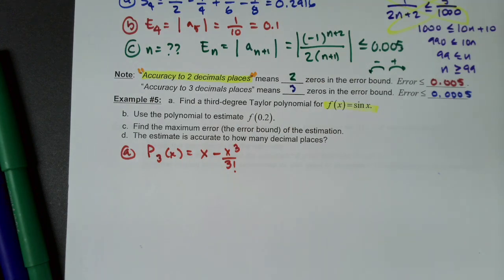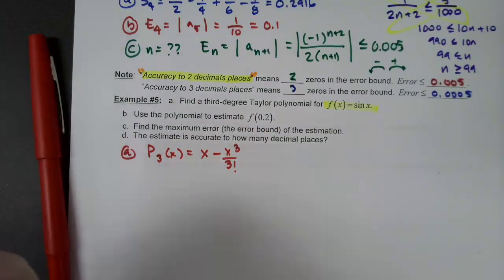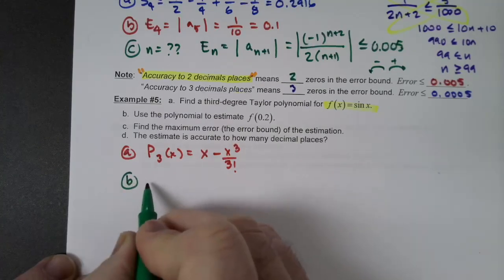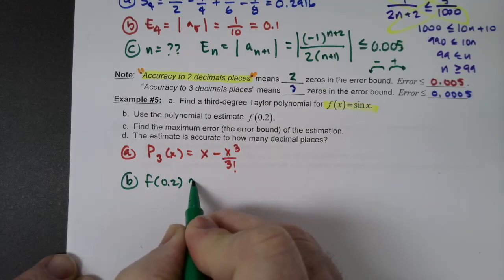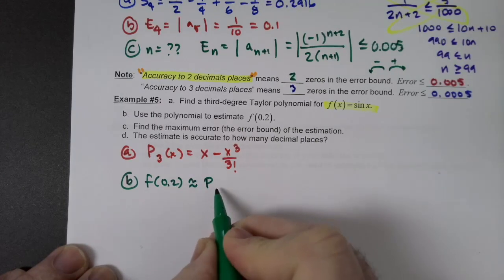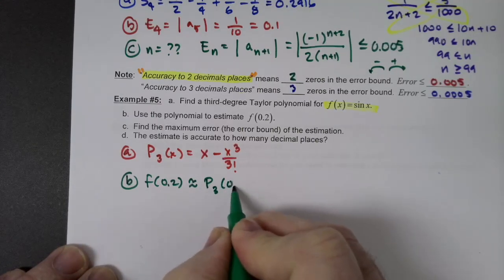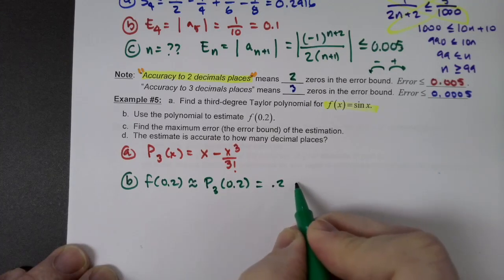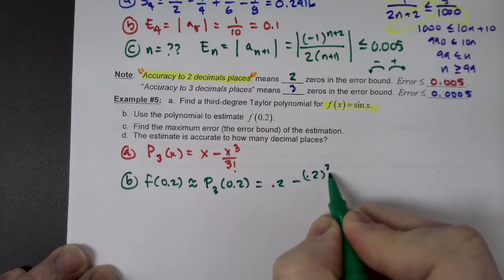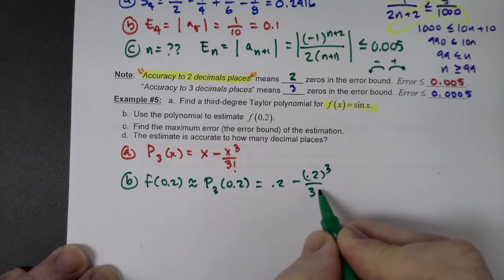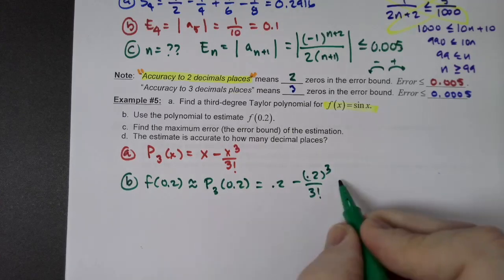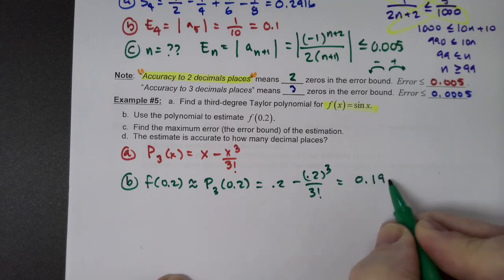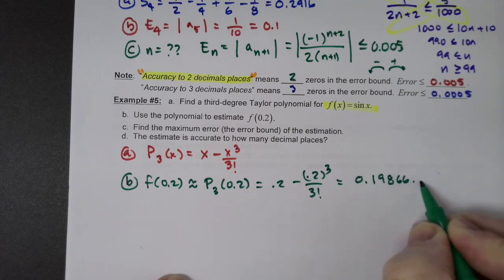Now, it says use this to estimate the f of 0.2. You guys have done this. We did some homework on this one. Okay? So, f of 0.2 will be approximately the partial sum of 0.2, which would be 0.2 minus 0.2 cubed divided by 3 factorial, which is 6. And that's going to give us an amount of 0.198, and then 6 repeating forever and ever.